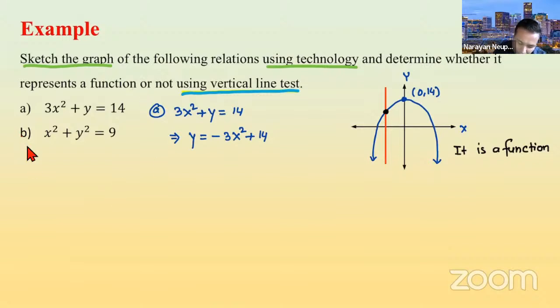So in B, let me use a different color. In B, we have x squared plus y squared equal to 9. If you want to sketch the graph of this using technology, your graphing calculator will not give you the graph because your graphing calculator has the option of y equal to. We don't have y squared plus x squared. So to sketch a graph like this, you must use the online software Desmos. You can try there and check it.